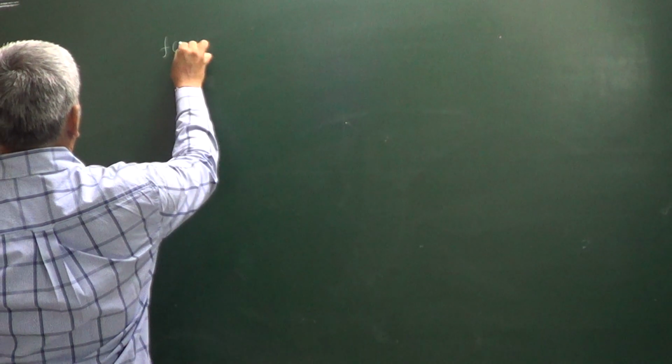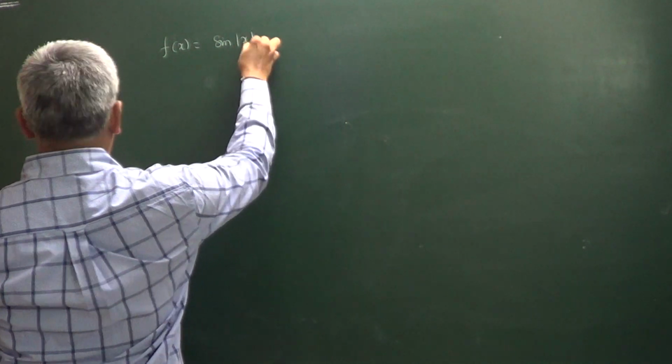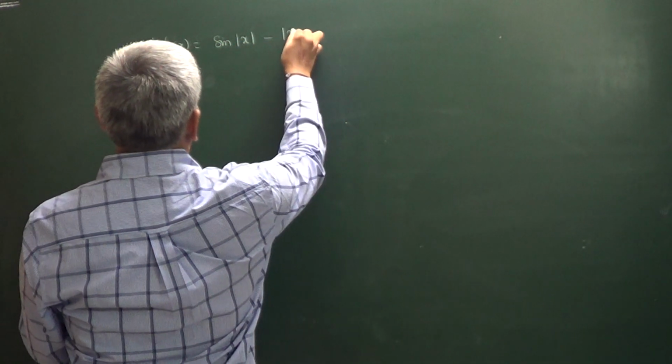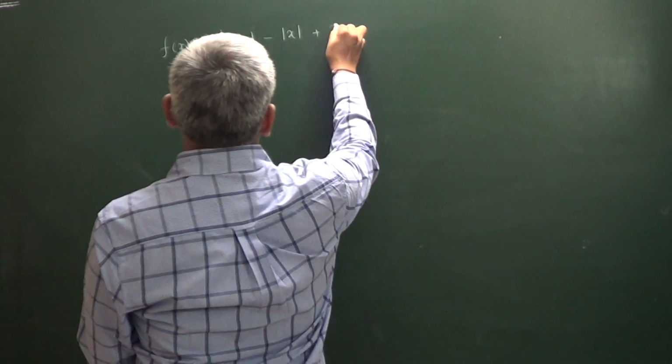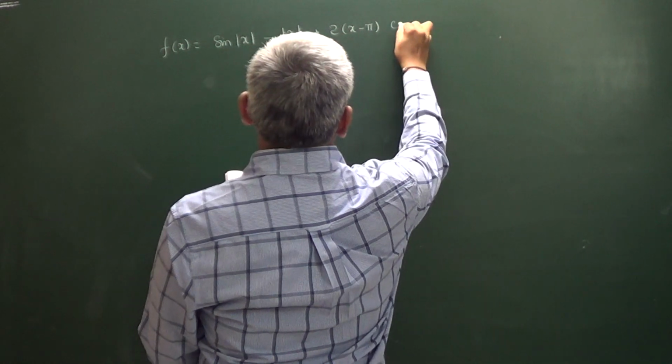So this is another question we will discuss. The question is given like this: f of x is equal to sine of mod x, simple application, minus mod x plus 2 into x minus pi cos of mod x.